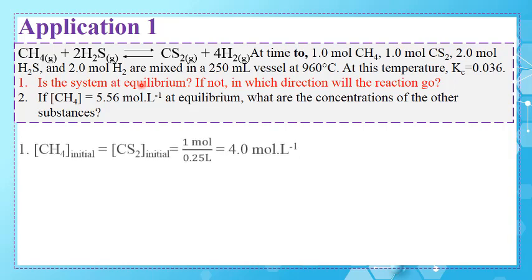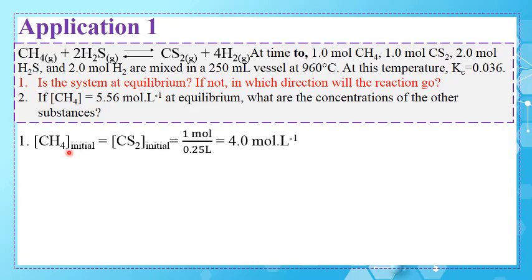These are the initial concentrations. The initial concentration is equal to the number of moles that is given here, 1 and 1 for CH4 and CS2, over the volume of the vessel or of the container, that is equal to 250 milliliters. It becomes in liters 0.25 liter.